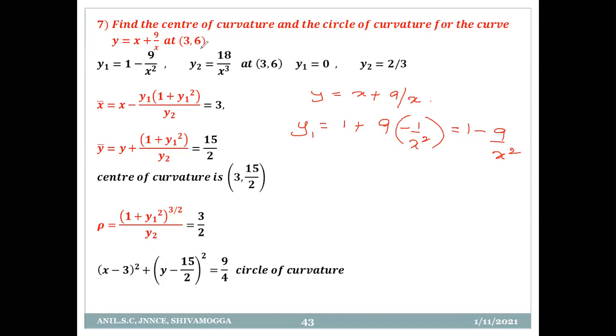And this derivative is required at 3, 6. That means x is equal to 3 and y is equal to 6. Therefore, y1 at 3, 6 is equal to 1 minus 9 divided by x square. X is 3, 3 square is 9 and 9 by 9 is 1. Therefore, this is equal to 1 minus 1 is 0. y1 is 0. Next, we find y2.